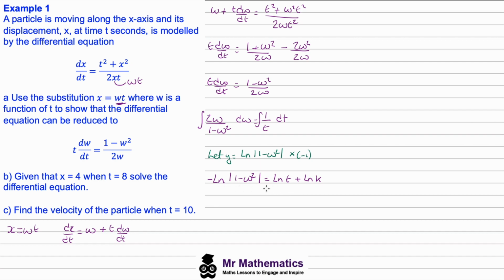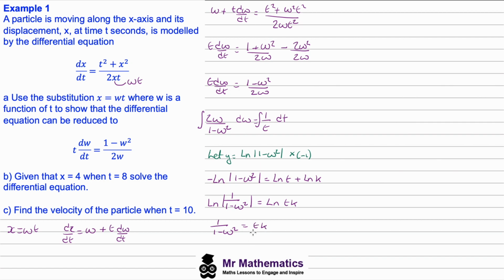And now we can simplify this using the rules of logs. So this becomes the natural log of 1 over 1 minus w squared. I've just used the power rule to bring this negative to the top here. And we can simplify the right-hand side by multiplying the t and the k together, so this is the natural log of tk. And then we can take e to both sides. So it becomes 1 over 1 minus w squared is equal to tk.